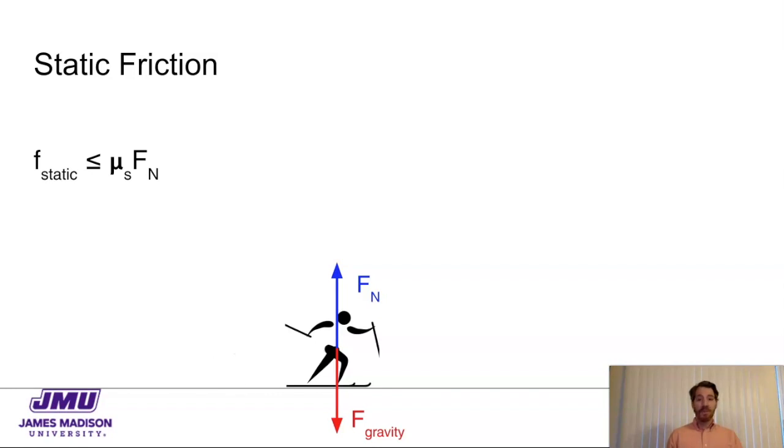So this inequality that is on the screen right now gives you the maximum value static friction can be, and how big it is in a given problem is whatever value between 0 and the maximum static friction that would be necessary to make the net force on your object 0 and keep the object stationary, 0 velocity.